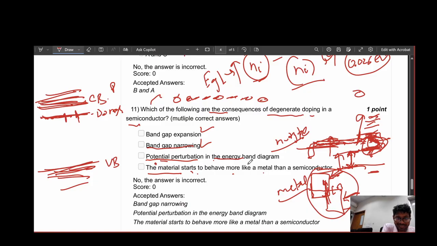So this split in energy levels will create a band. This band will overlap with the conduction band. So this is the degeneration. There were empty states in the conduction band, and these are the full states. These states are full. So these bands are overlapping. This is the conduction band, and the band which was created by the donor atoms. This band was full and this was empty. So now it is behaving more like a metal.